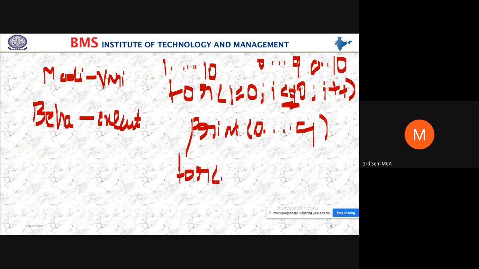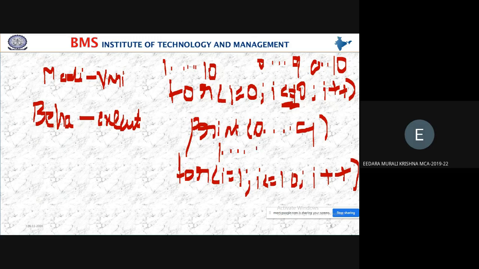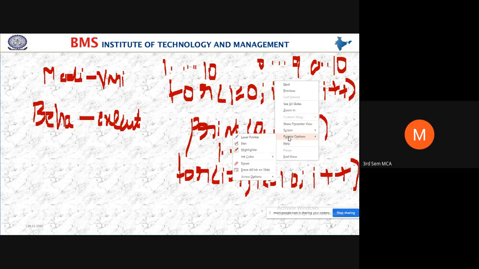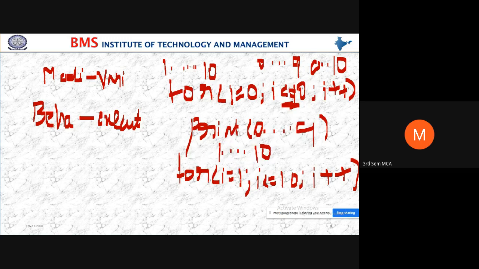For I is equal to 1, I is less than or equal to 10, I plus plus. Now what will be the output, students? It will display the numbers 1 to 10. Yes, 1 to 10 will display, ma'am. Now again I will do a slight modification to my program.